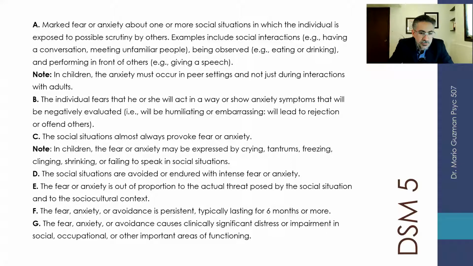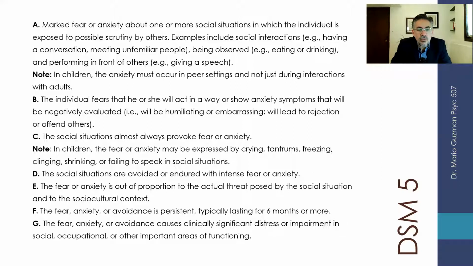The individual, this is criterion B, fears that he or she will act in a way or show anxiety symptoms that will be negatively evaluated. For example, they will be humiliating or embarrassing, will lead to rejection or offend others. Criterion C, the social situations almost always provoke fear or anxiety. So almost always, okay? It means it's not from time to time, but it's pretty much a constant experience. In children, the fear or anxiety may be expressed by crying, tantrums, freezing, clinging, shrinking, failing to speak in social situations. Criterion D, the social situations are avoided or endured with intense fear or anxiety.